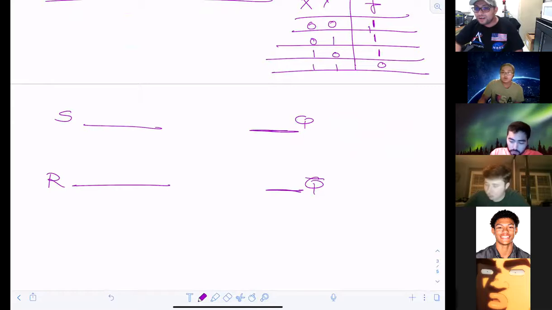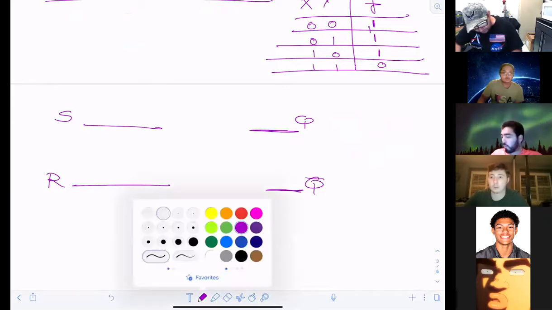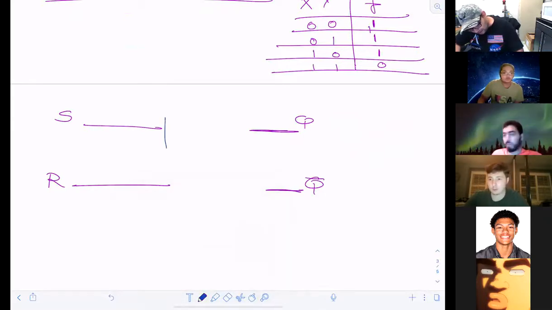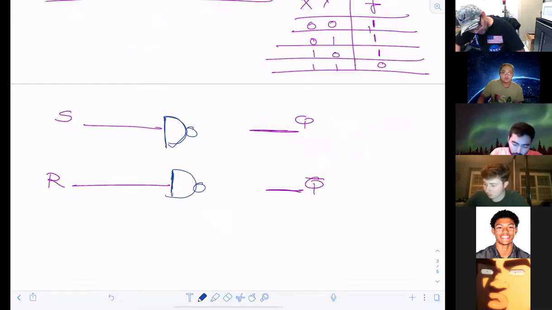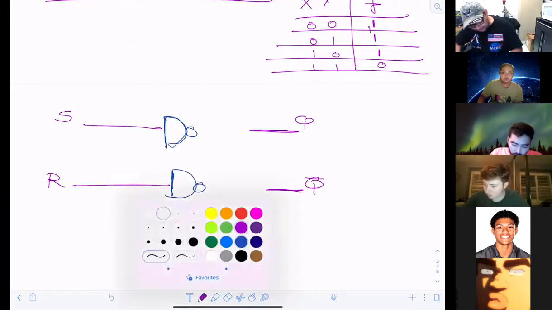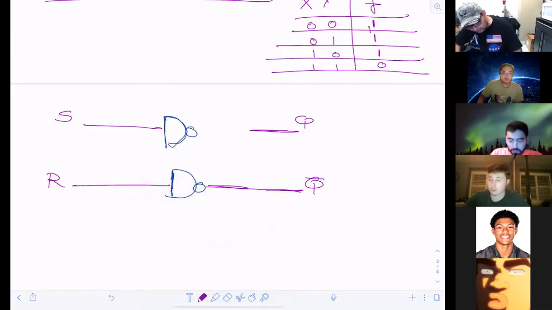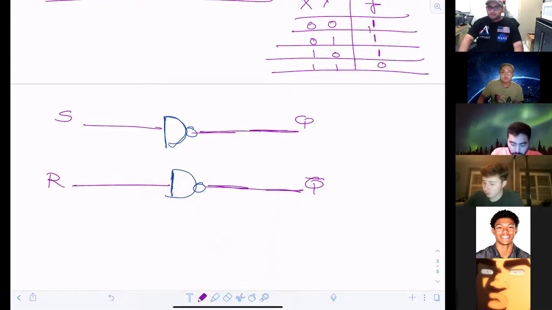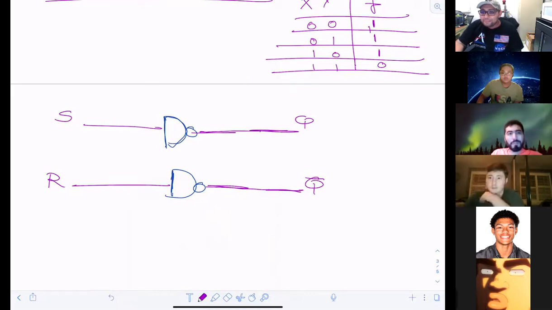Then I will use a different color. So I will use, for instance, NAND. NAND. And literally, I can extend the line to be like this. But I don't see any feedback, right? The feedback I can think about is the following.